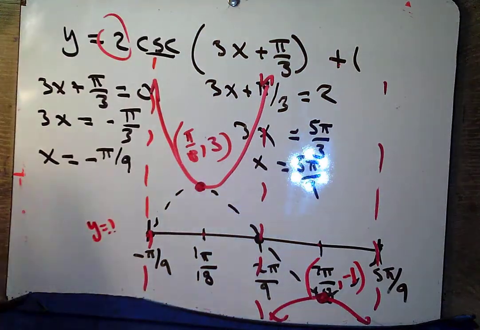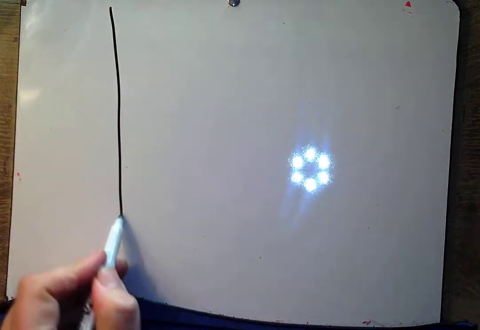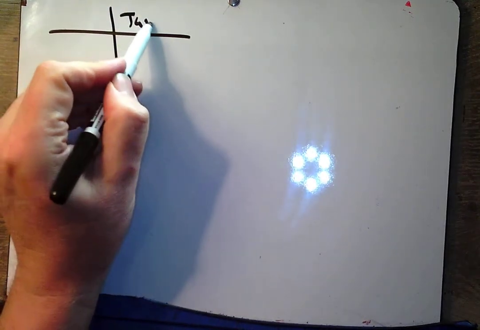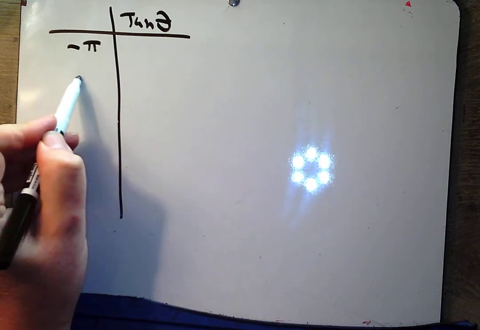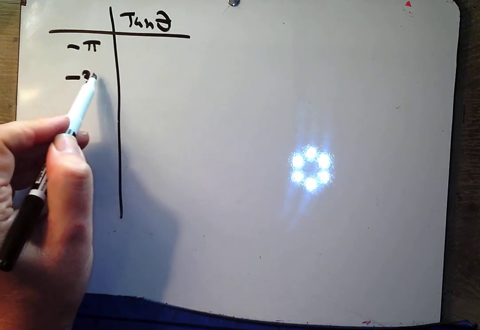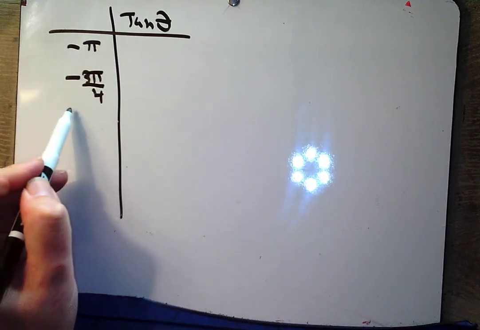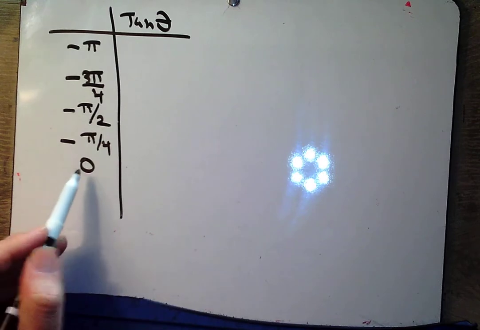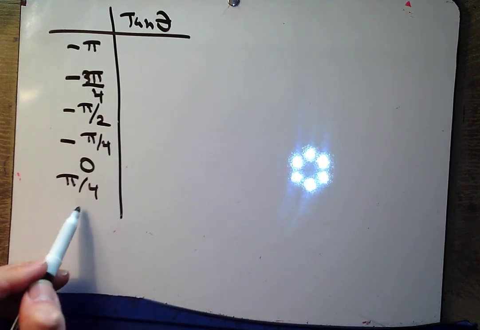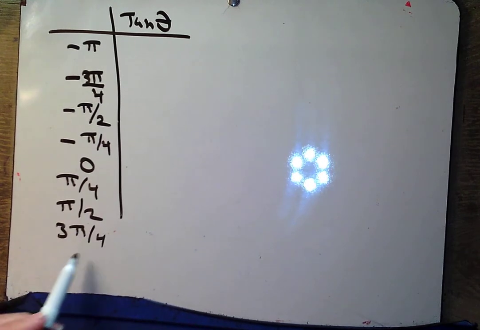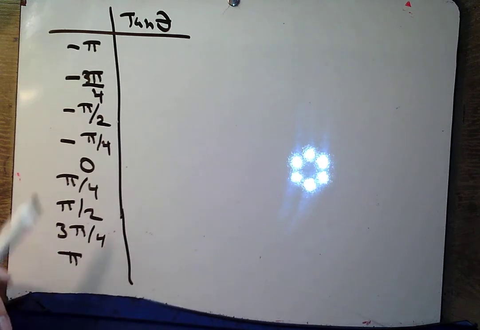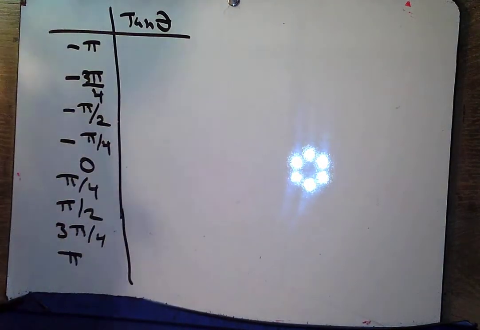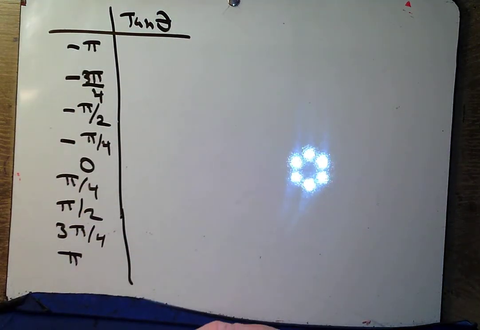Okay, so let's think about tangent and cotangent now. So with tangent and cotangent, I kind of want to do the same thing we did with sine and cosine. Tangent theta, got negative pi, negative 3 pi over 4, negative 2 pi over 4 is pi over 2, negative pi over 4, 0, positive pi over 4, pi over 2, 3 pi over 4, and pi. I know it's a whole bunch of stuff. You know, I still remember when I learned to do these, we had to do this for every problem. Wow, did that suck? No wonder I failed math twice.